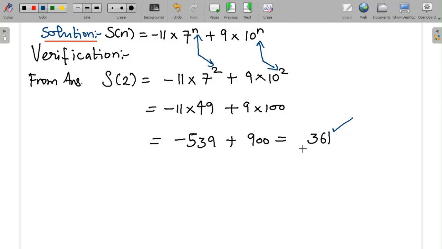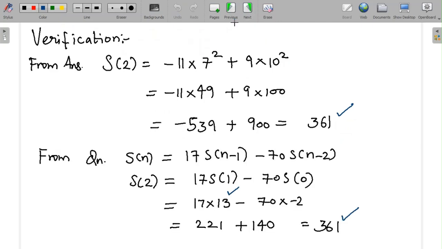The S of 2 appears to be 361, but we just find out if that is right by using the question. The question showed us that S of n was 17 times S of n minus 1 minus 70 times S of n minus 2. Using 2 for n means that we have 17 times S of 1 minus 70 times S of 0.